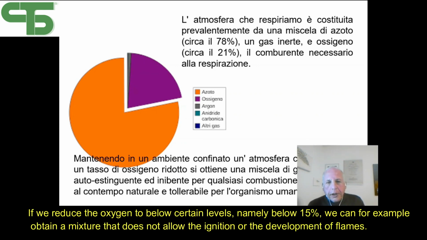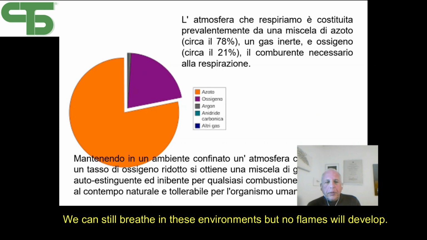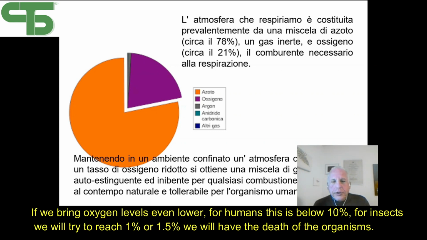If we reduce the oxygen to below certain levels, namely below 15%, we can, for example, obtain a mixture that does not allow the ignition or the development of flames. We can still breathe in this environment, but no flames will develop. If we bring oxygen levels even lower, for humans below 10%, and for insects we'll try to reach 1% or 1.5%, we will have the death of the organism.